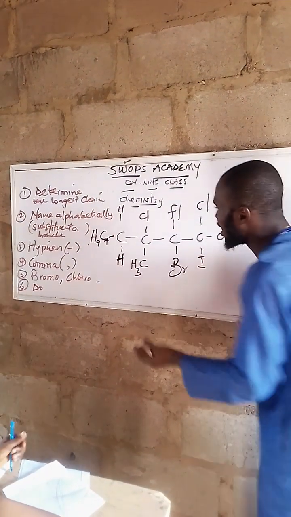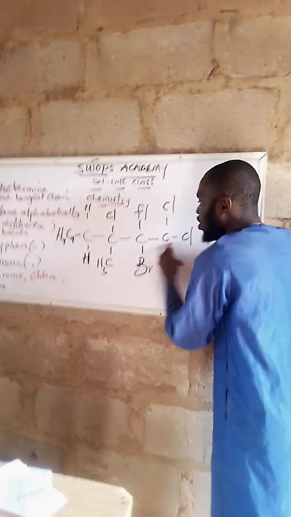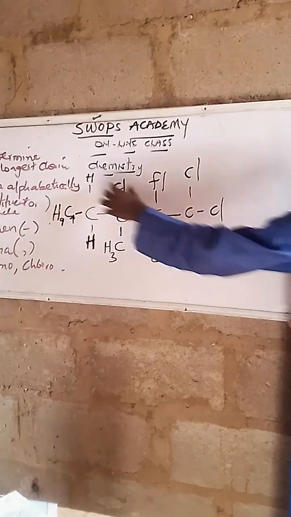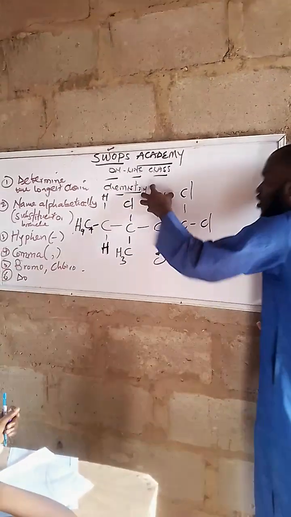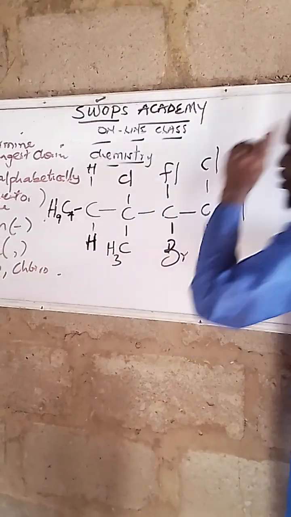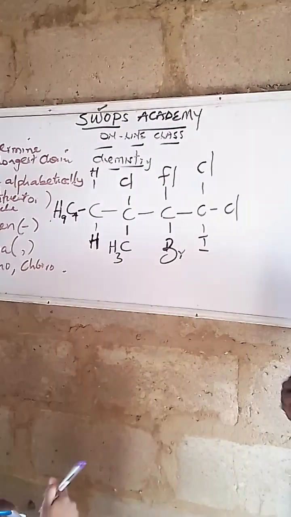Are we together? Where is the carbon? This is carbon. This is carbon. This is carbon. This is carbon. This one is not carbon. It is chlorine. You don't count chlorine, fluorine, bromine, iodine. We only count the carbons to determine the longest chain.